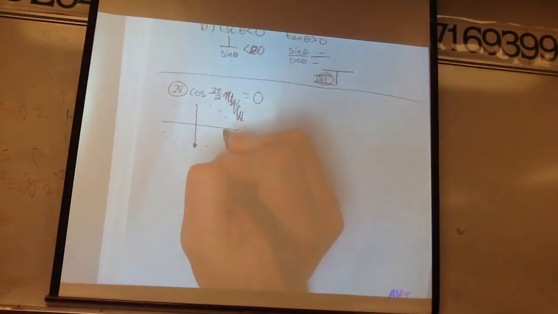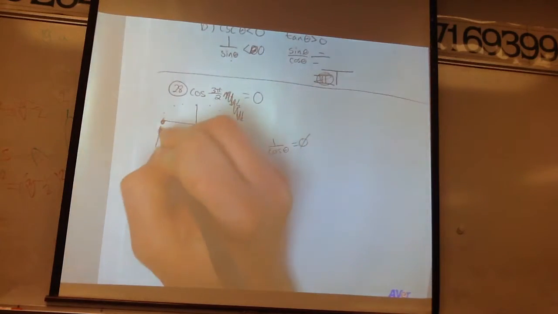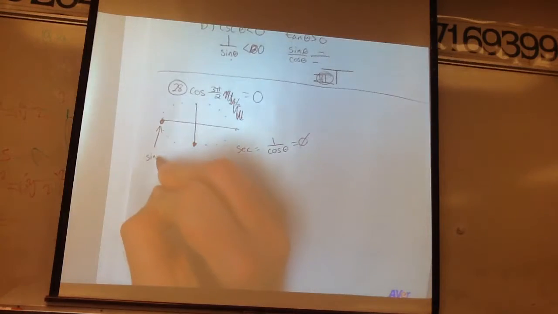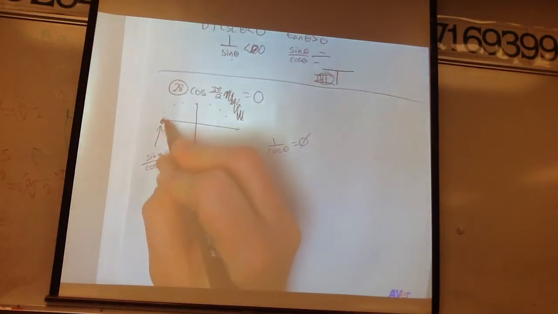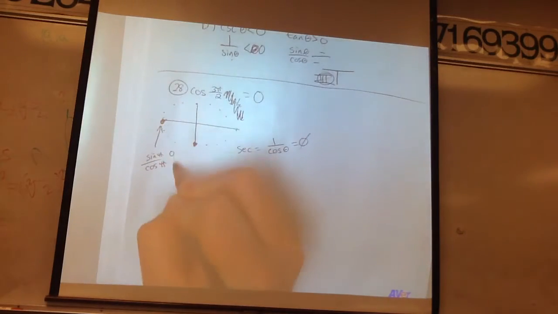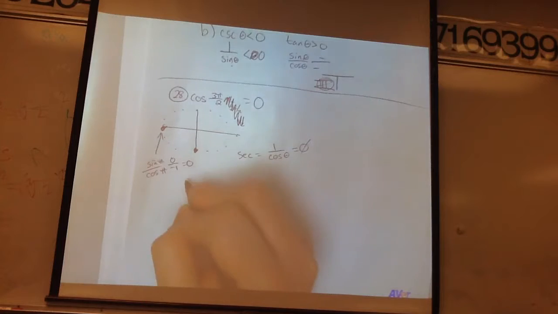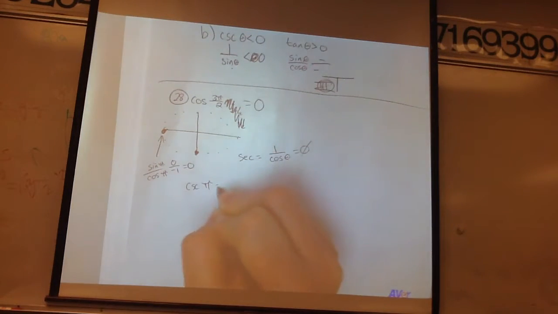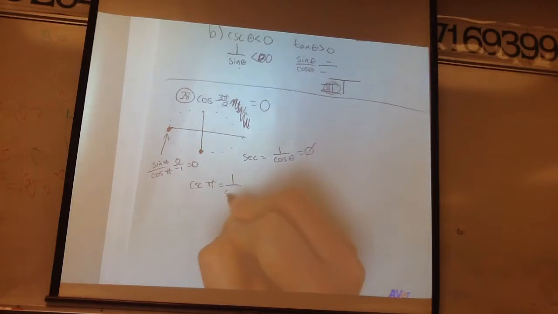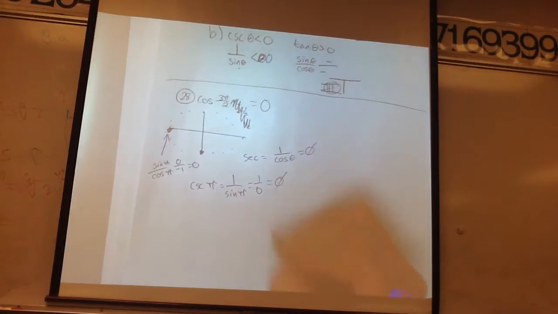Tangent of pi. Pi is right here. Tangent is sine over cosine. Sine of that point is 0, and the cosine is -1. 0 over -1 is 0. The cosecant of that point would be 1 over the sine. The sine is 0 because the y-coordinate is 0, so it's 1 over 0, so it's undefined.